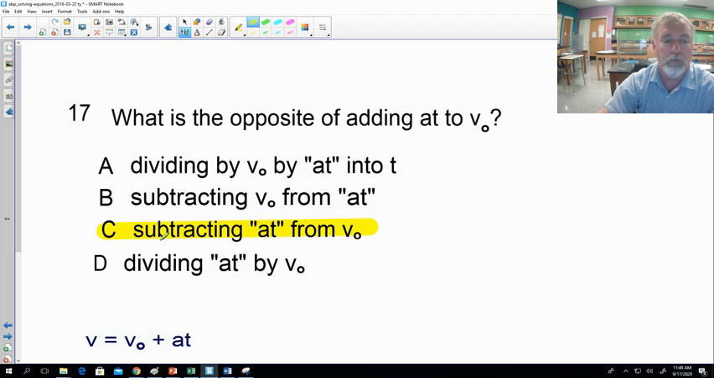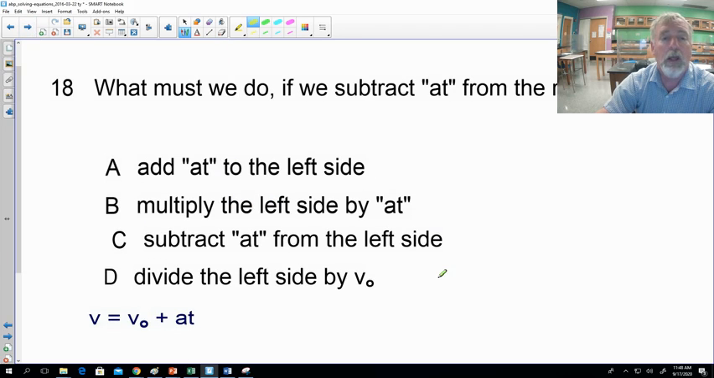Right? Adding and subtracting are the opposites. So if we're adding something, the way to get rid of that is to subtract. Next question. Now, if we've subtracted AT from the right side of our equation, what do we have to do to the left? Well, hopefully you remember from our rules earlier, whatever we do to the right, we've got to do to the left side. Whatever you do to one side of an equation, you have to do to the other. So if we're subtracting AT from the right, we better subtract AT from the left.